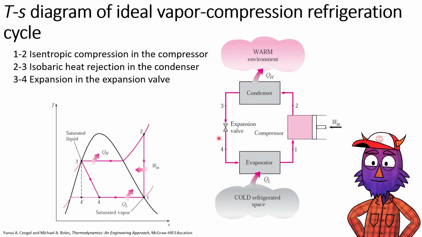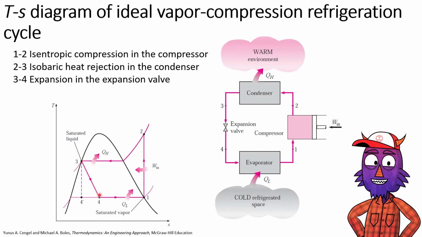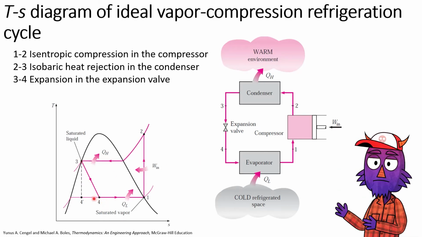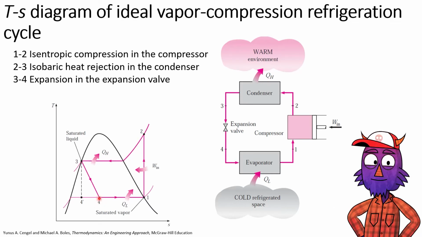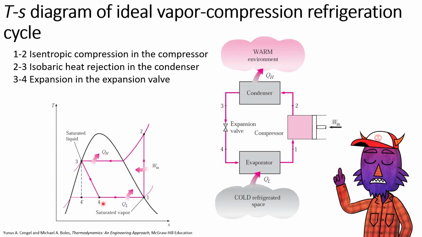Since we are using an expansion valve, which is not an isentropic device, the refrigerant will end up at a state denoted by number 4. So you will see that this point 4 lies between the curve. That means at state 4, the refrigerant is in a saturated liquid-vapor mixture state.